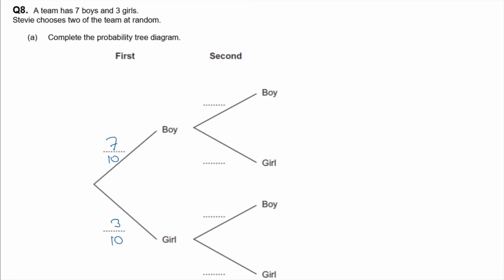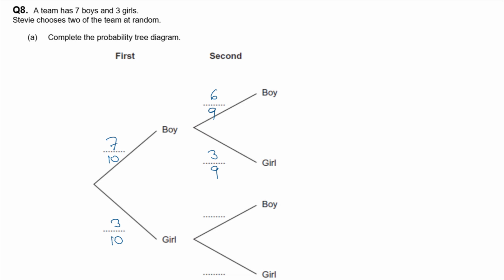Now for the second selection, I'm picking a team, so I'm not putting that first boy back into the group to select again. Whoever we picked first isn't going to be in the pick for the second one. So if I picked a boy on the first selection, I've got 1 less boy to pick from. I've got 6 boys out of 9 students. I've still got 3 girls to pick from, but only 9 students in total because I already picked a boy.